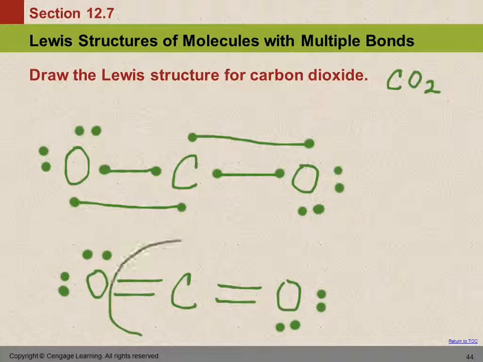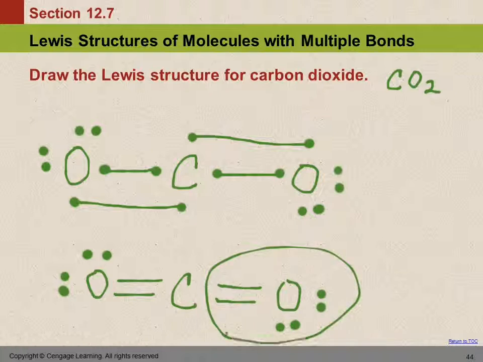The carbon's happy. Kind of looks like a cat. 2, 4, 6, 8. Those are not whiskers. And this oxygen's happy, 2, 4, 6, 8. So sometimes the atoms get a little creative and they share more than just one electron from each. This is called a double bond because there's 2 bonds. It's sharing 2 pairs of electrons.